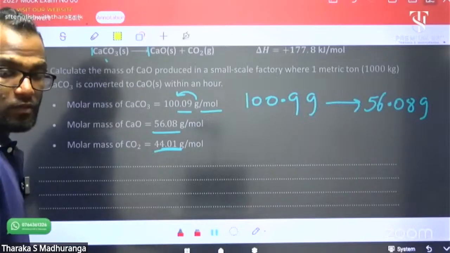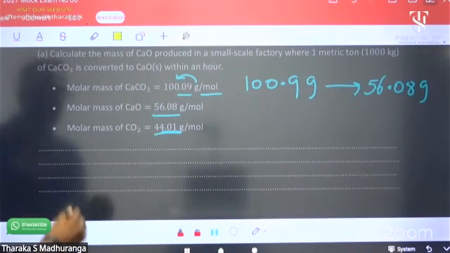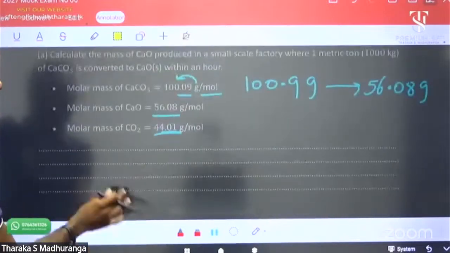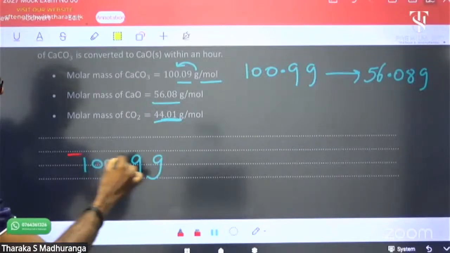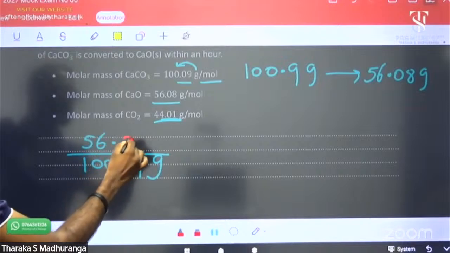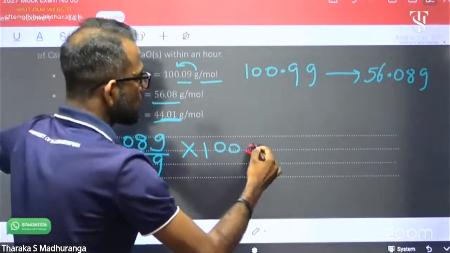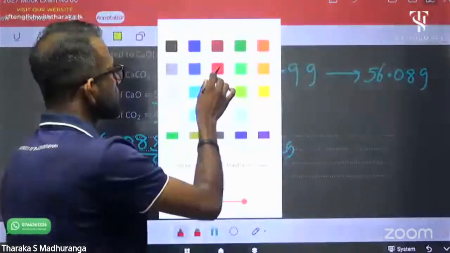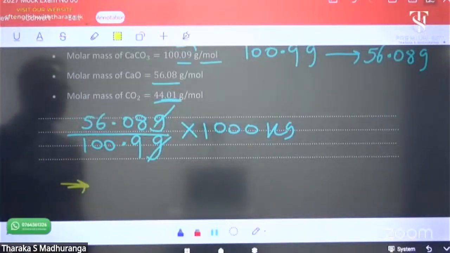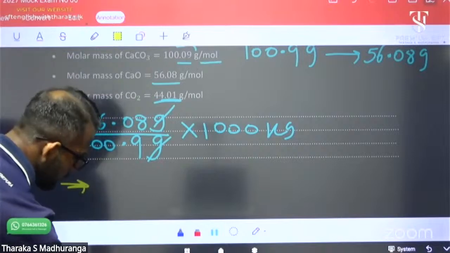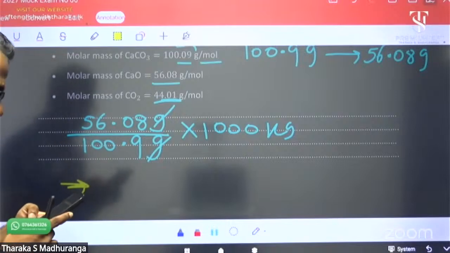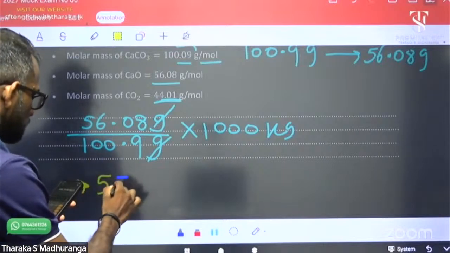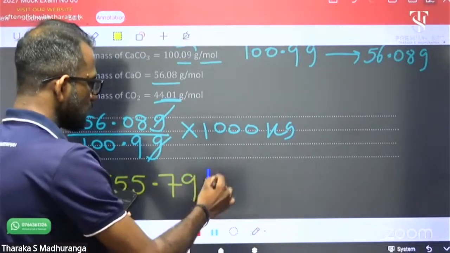Then we need 1000 kilogram. If we react 100.09 grams, it only produces 56.08 grams. You want it for 1000 kilograms. Then gram to gram cancels, then you can get the answer. 56,080 divided by 100.9 gives 555.79 kilogram.